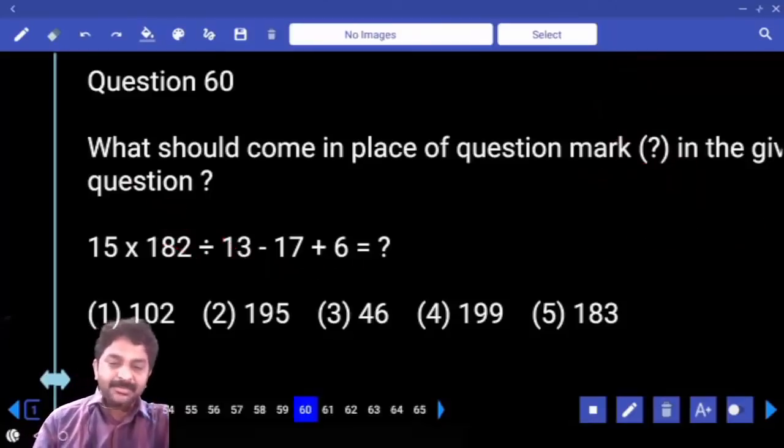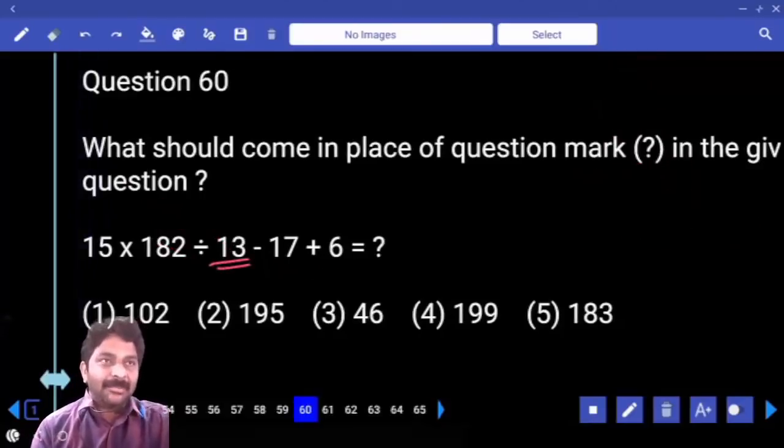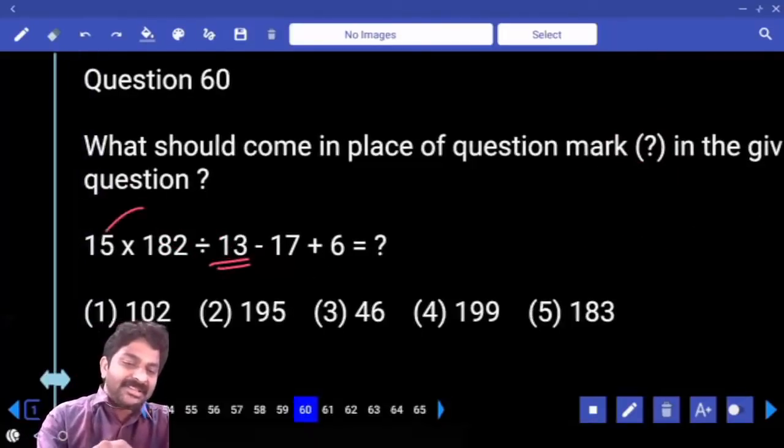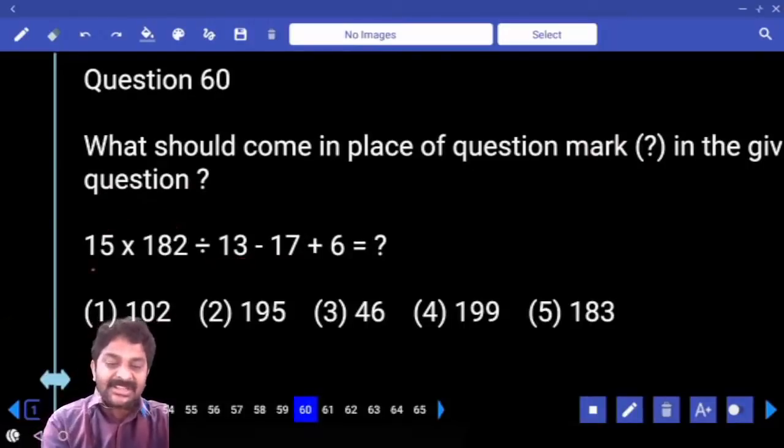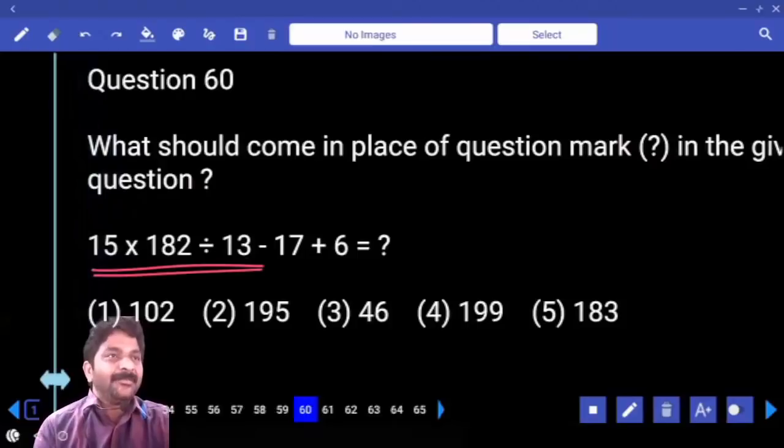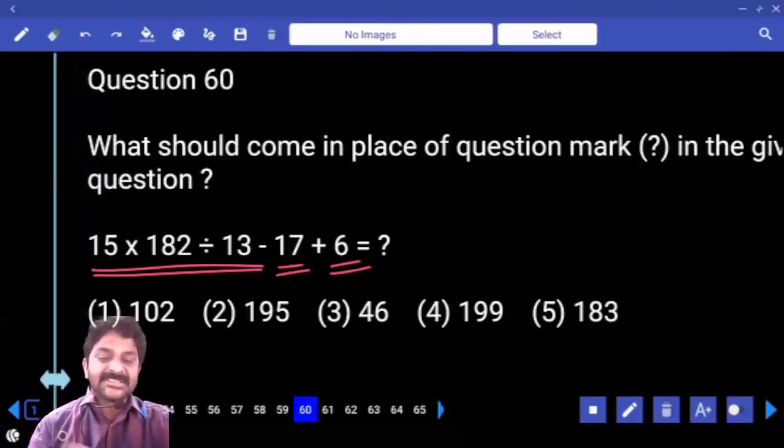Otherwise, directly you can do. In the denominator, you have an odd number. This number ends with 5. 5 into an even number ends with, come on, that means this entire number is ending with 0 only. 0 minus 7, last digit. 0 minus 7, last digit. 3 plus 6, last digit. 199 is the only option. Okay.